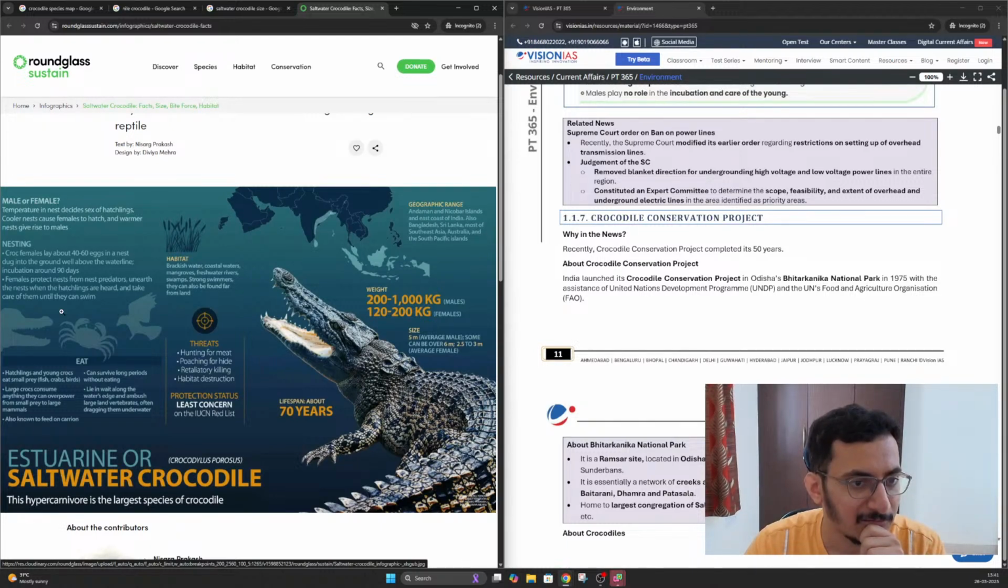Brackish water, coastal water, mangroves, they live everywhere. Geographic range is over here. Saltwater, estuarine. 70 years, size is 5 meter for average male. Some can be over 6 meter. The female crocodiles are a lot smaller. No, they are still huge, 2 to 3 meters. That is bigger than me in size.